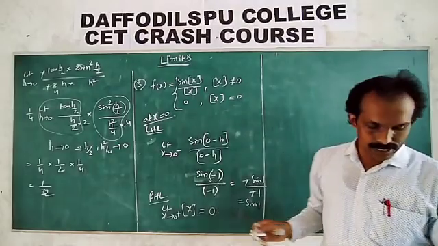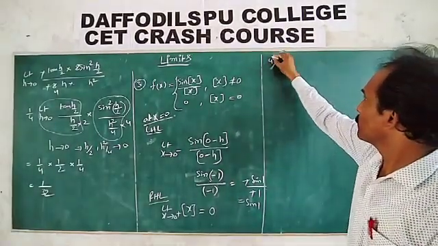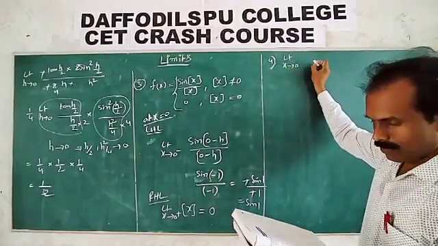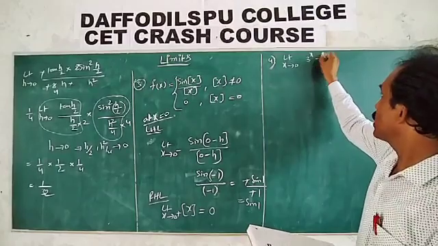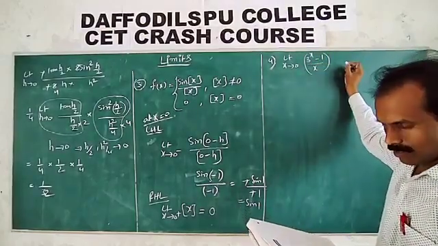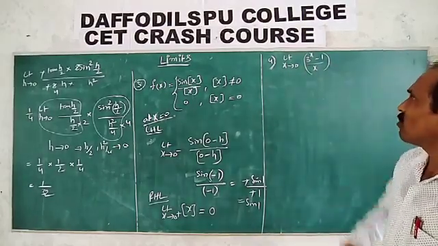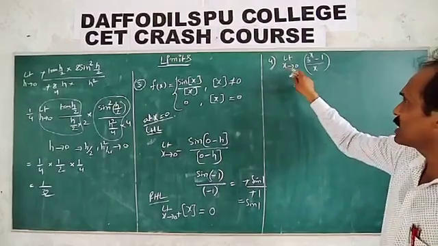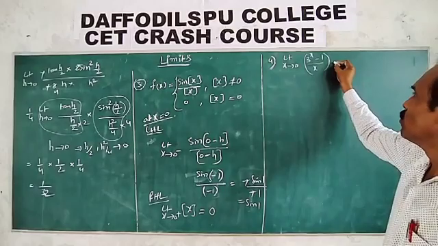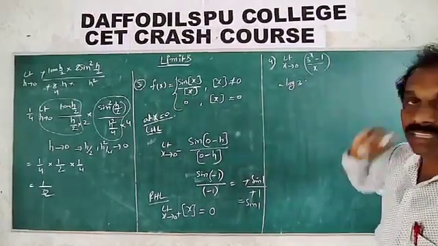Okay, right. Fourth question. Limit as x tends to 0 of (3^x minus 1) by x. Okay, students, direct formula. Limit as x tends to 0 of (a^x minus 1) by x. What is the answer? Log a. So this answer is log 3.